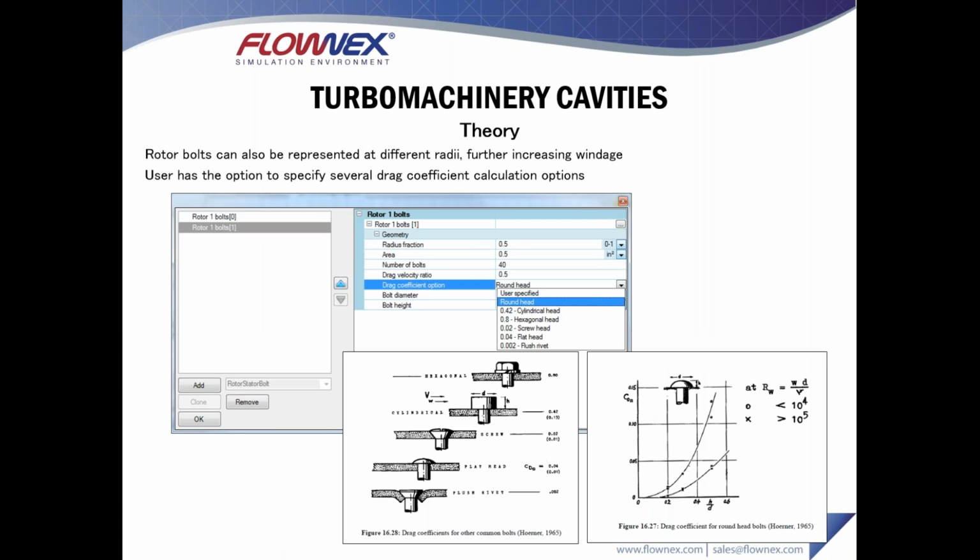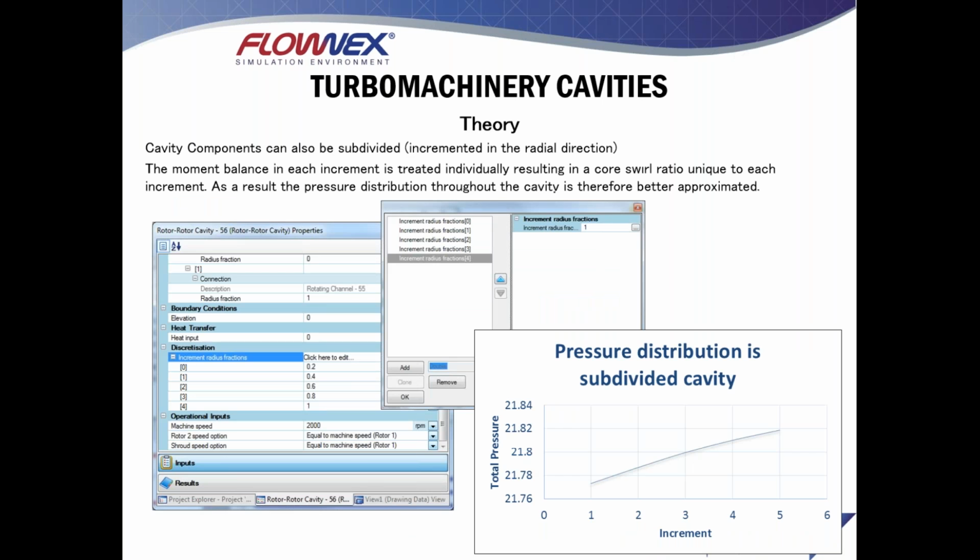Another factor that could further increase windage power is having bolts with various drag coefficients on those rotating surfaces as well, at different radii. So they use the option to specify that, and even further increase windage power transfer to the fluid in the cavity.